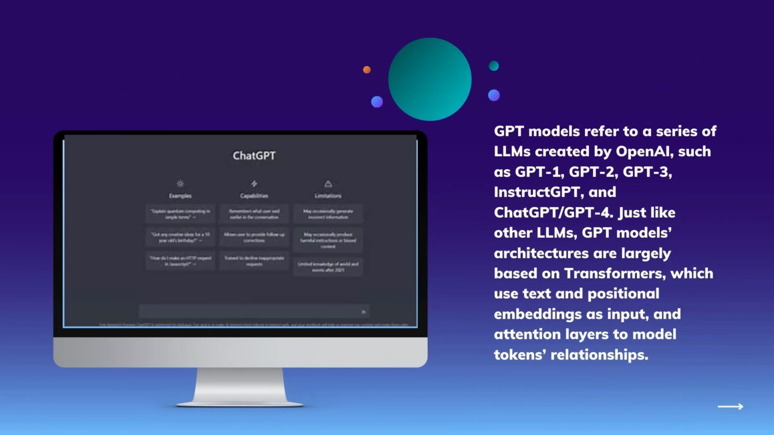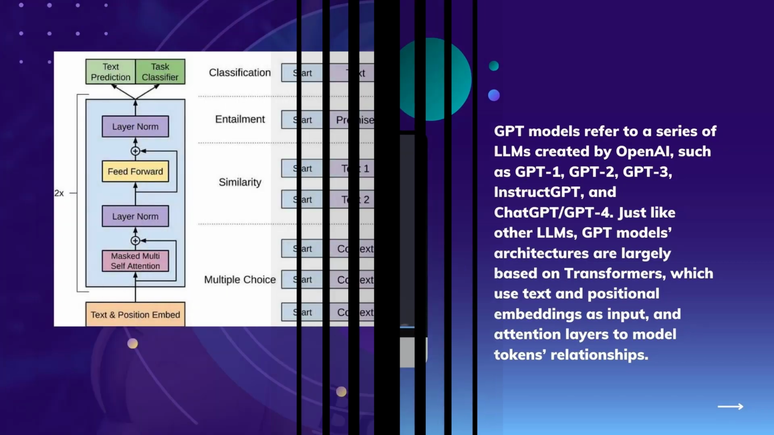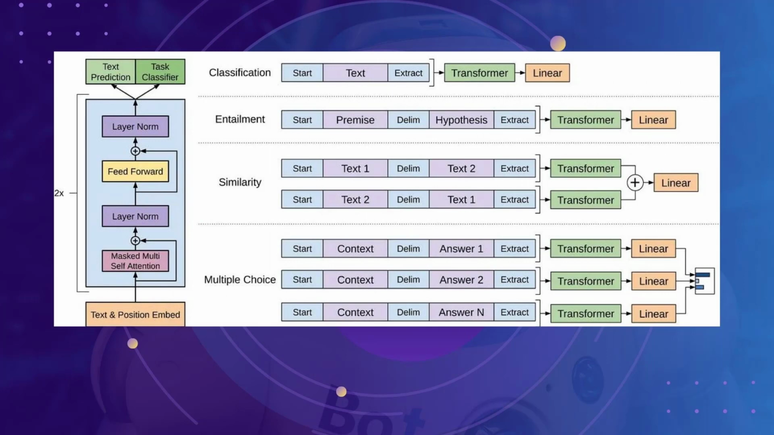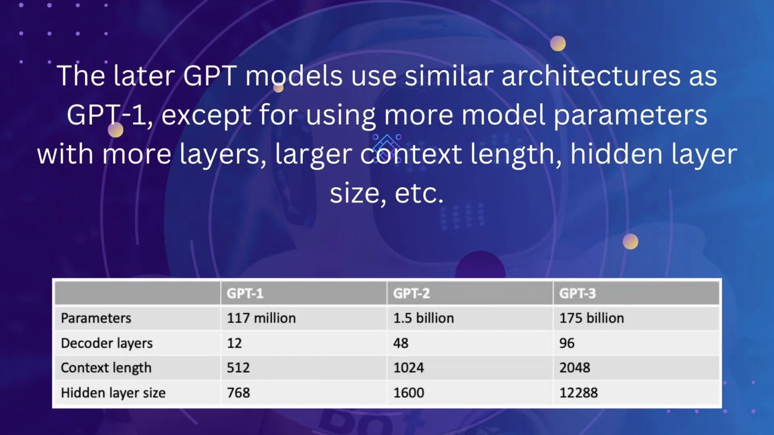GPT models refer to a series of LLMs created by OpenAI, such as GPT-1, GPT-2, GPT-3, InstructGPT, and ChatGPT/GPT-4. Just like other LLMs, GPT models' architectures are largely based on transformers, which use text and positional embeddings as input, and attention layers to model tokens relationships. The later GPT models use similar architectures as GPT-1, except for using more model parameters with more layers, larger context length, hidden layer size, etc.